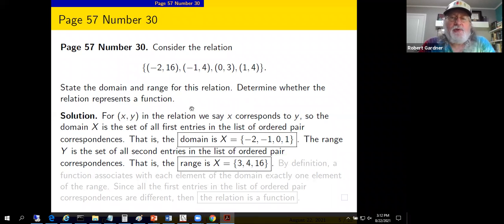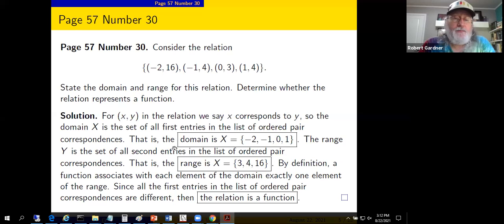Does it represent a function? As long as we don't have the same thing in the first entry twice, and we don't, then we've got a function. The function associates with each element of the domain exactly one element of the range. And that's the case. -2 is associated with exactly one thing. It's associated with 16. -1 is associated with exactly one thing. It's associated with 4. 0 is associated with exactly one thing. It's 3. 1 is associated with exactly one thing. It's 4. Each of these corresponds to exactly one of these.